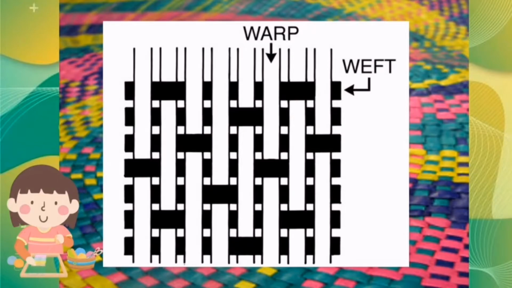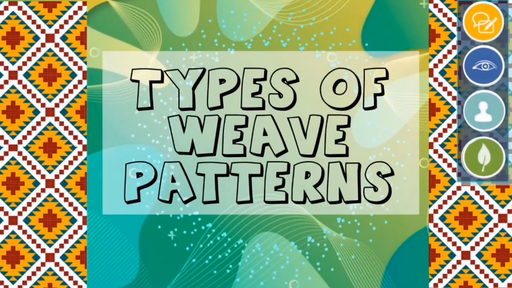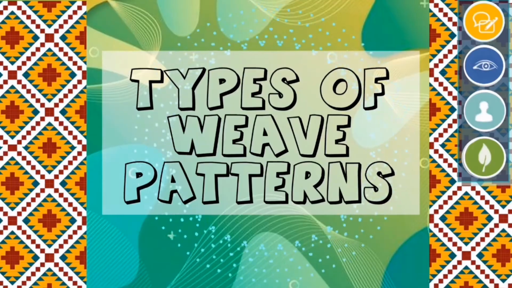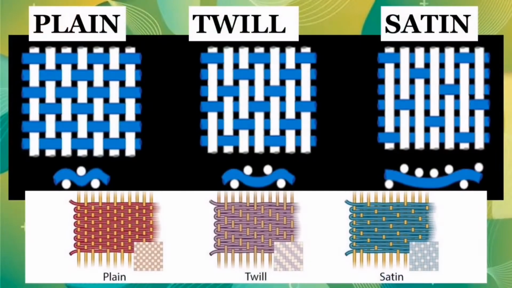This has two parts, the weft, the horizontal part, and the warp, the vertical part. The longitudinal threads are called the warp, and the lateral threads are the weft or filling. The way the warp and the filling threads interlace with each other is called the weave. Here are the basic weave patterns. These are plain, twill, satin.